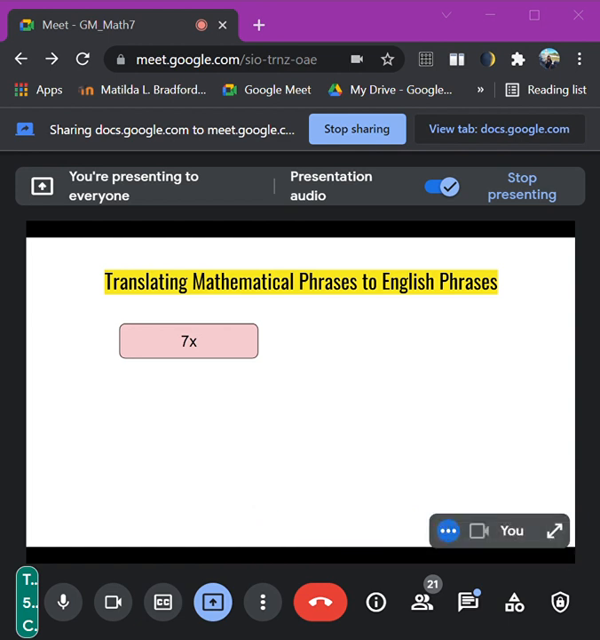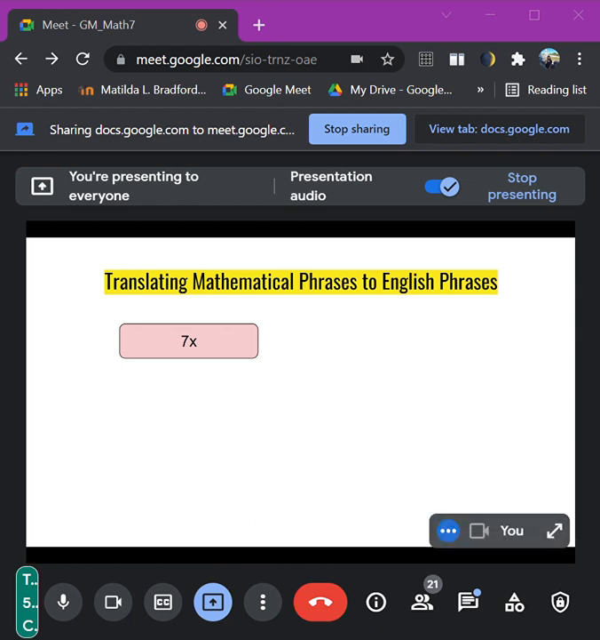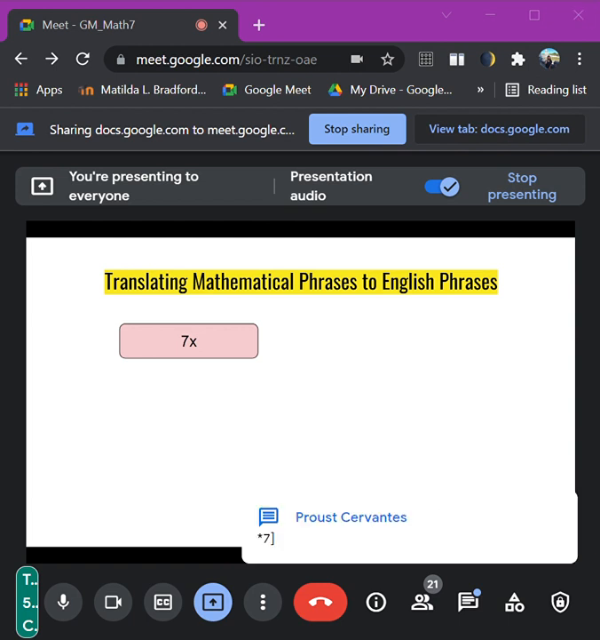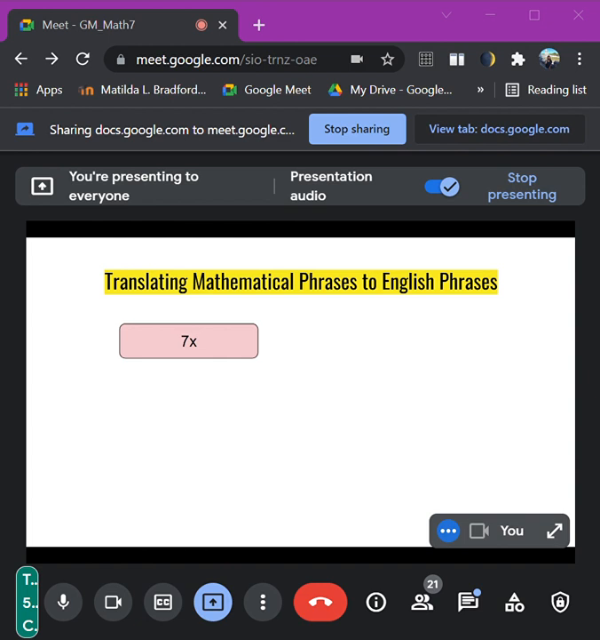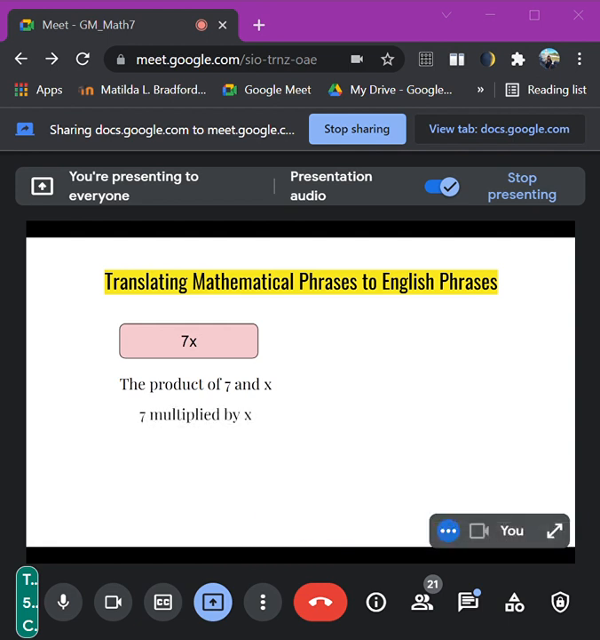Earlier, some put it in parentheses, and some put a dot in the middle. Okay, 7 multiplied by a number. So we have here the product of 7 and x, or the product of 7 and a number, that is also correct. 7 multiplied by x, or 7 multiplied by a number, and then we have 7 times x. So those are our English phrases, or 7 times a number.